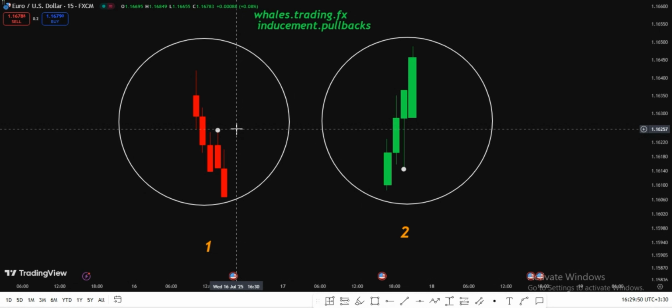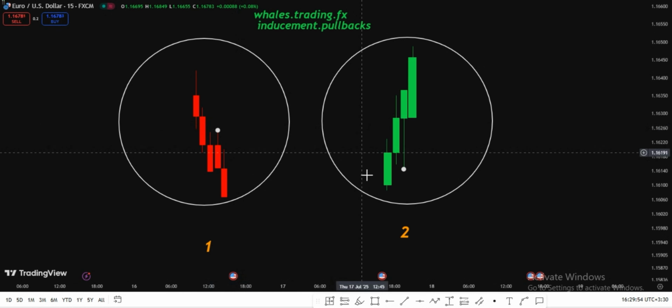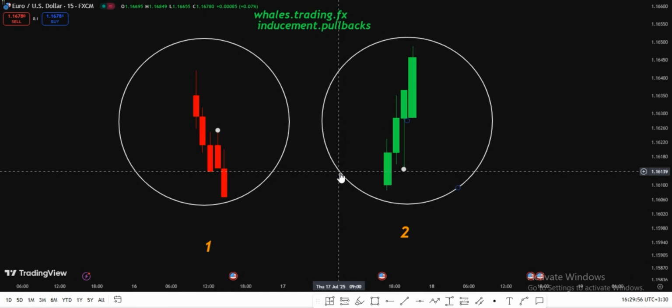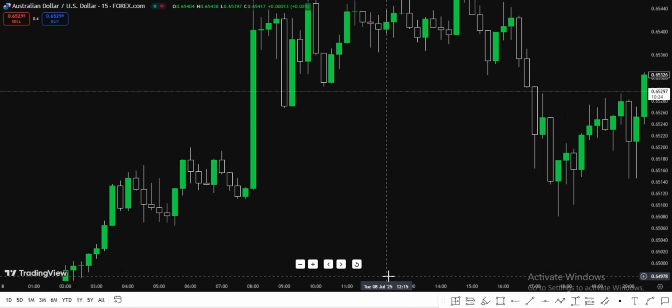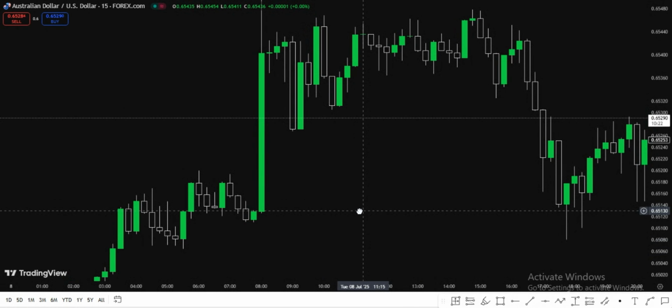Alright, now that I have explained what a pullback is, let's jump into some real chart examples. I've handpicked the cleanest and most powerful chart examples just for you. These aren't random, they're designed to help you master inducement like a pro. So pay close attention, this is where things start to click.